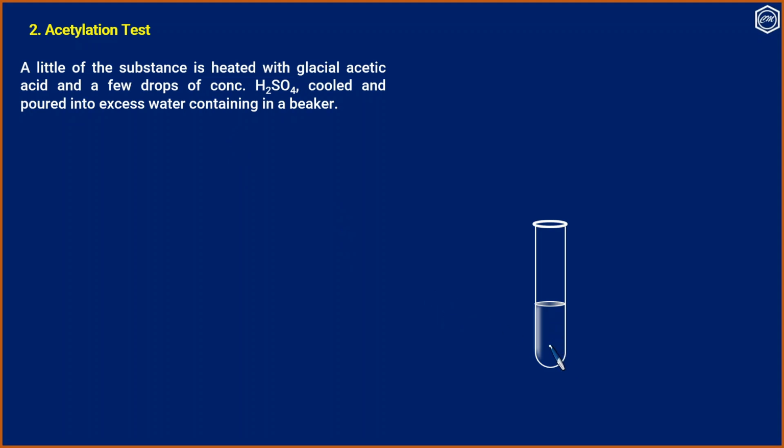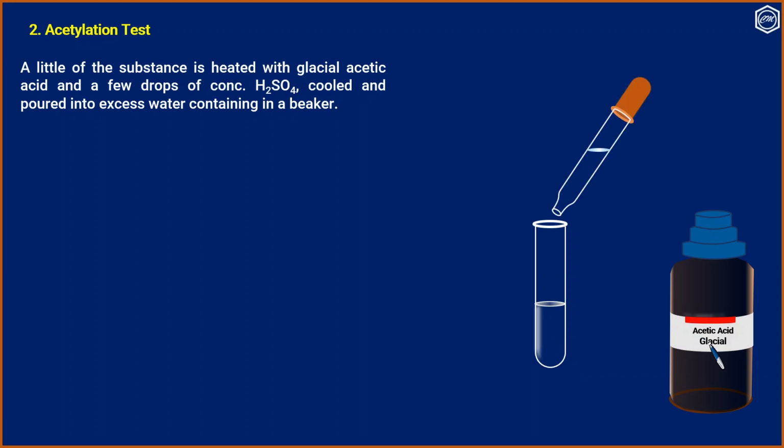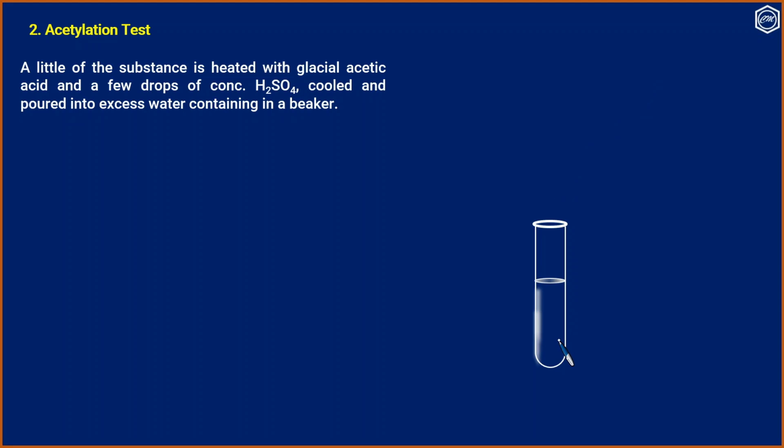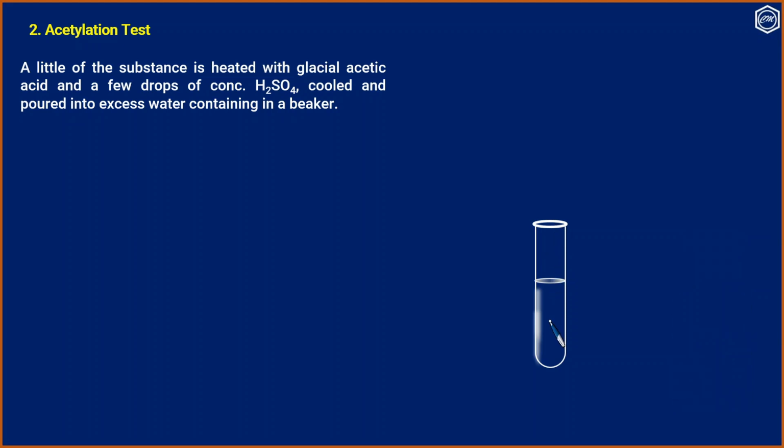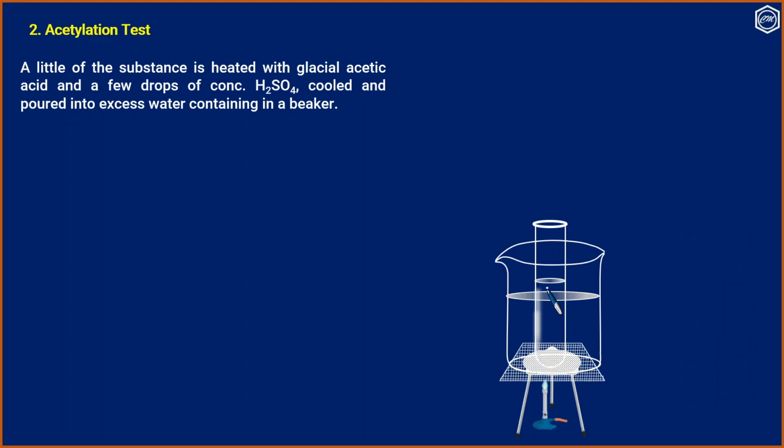So the given substance, if it is a liquid, we take about 1 ml, and this is glacial acetic acid. We add a few drops of glacial acetic acid to the solution. It is followed by a few drops of concentrated sulfuric acid. By means of a dropper, we are adding some concentrated sulfuric acid to this solution. Now we boil the solution or heat the solution in a water bath.